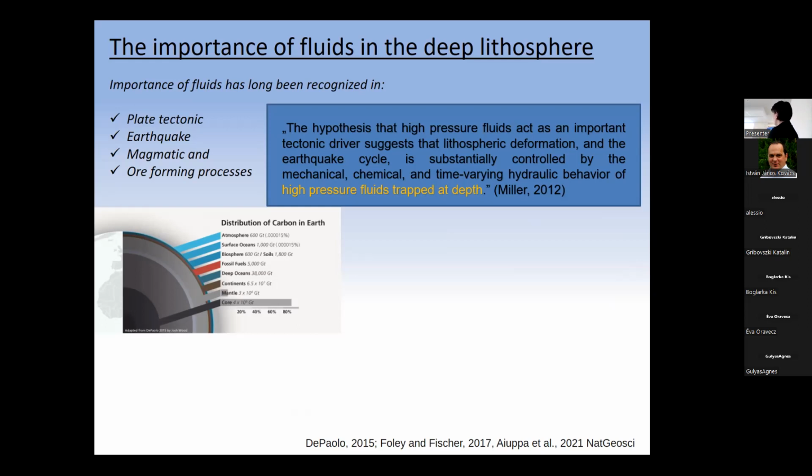The hypothesis that high pressure fluids act as an important tectonic driver suggests the lithospheric deformation and the earthquake cycle is substantially controlled by the mechanical, chemical, and time-varying hydraulic behavior of high-pressure fluids trapped at depth. This is very important. And the question from Csaba to Alessio was important because we were talking about the water that is being saturated with the rocks.